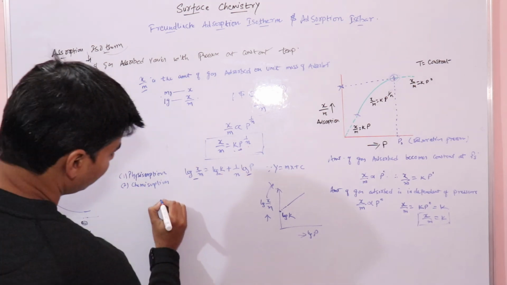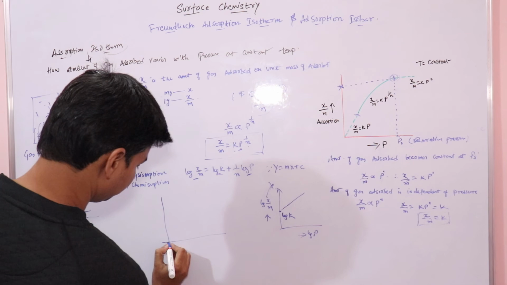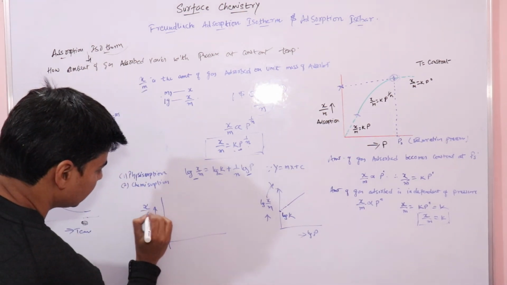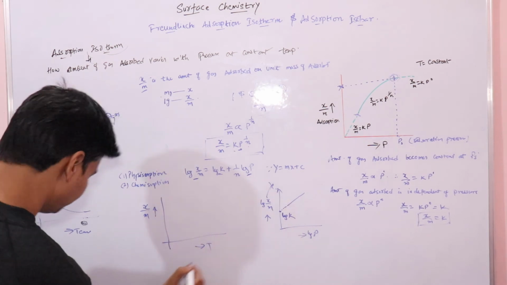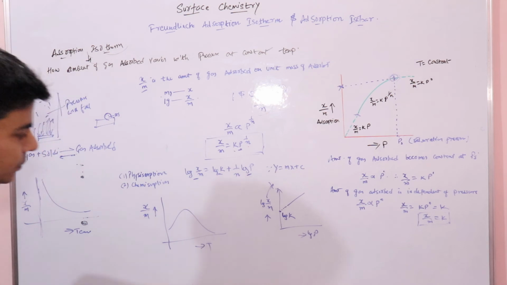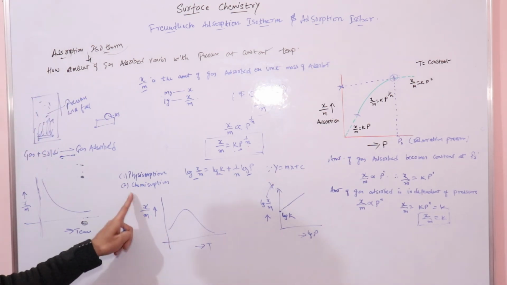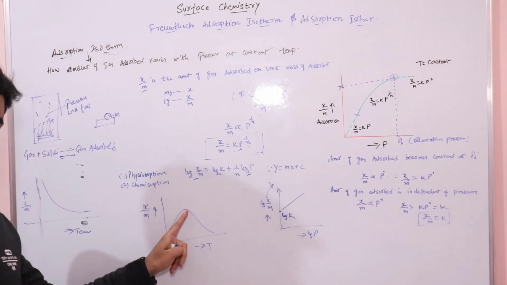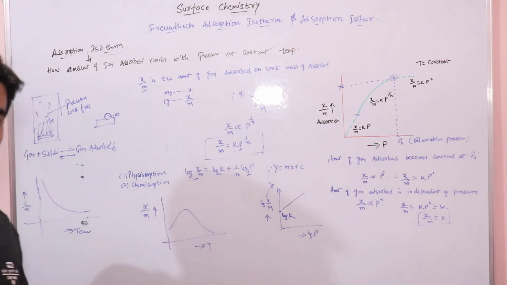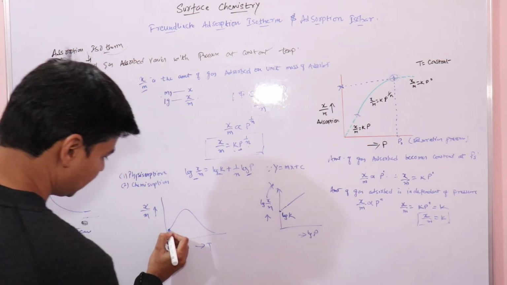Now if you look at the graph for chemisorption, it will look a little different. It will look like this. This shows us that chemisorption first increases with rise in temperature, and afterwards it starts decreasing. What could be the reason? This is important to understand.